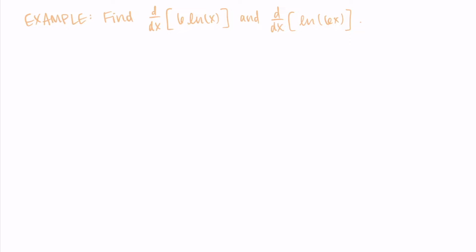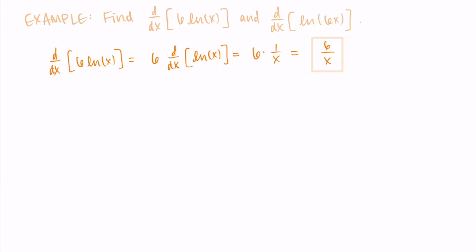So to take the derivative of 6 times the natural log of x, that 6 is just a constant, so I can factor it out of the derivative with the constant multiple rule. And then I'm just taking the derivative of natural log, which is 1 over x, so I have 6 times 1 over x, which I'll just rewrite as 6 over x. Okay, that's our whole derivative. Didn't take us too long.